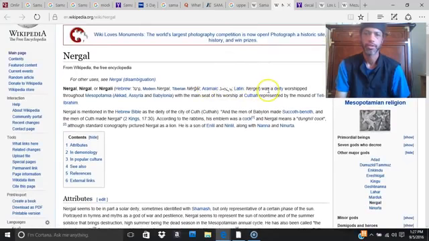Nergal is a deity worshipped in Mesopotamia, his main seat at Kutha, represented by the mound of Tell Ibrahim. Nergal is mentioned in the Hebrew Bible as a deity of Cuth. The men of Babylon made Succoth-Benoth, and the men of Cuth made Nergal.